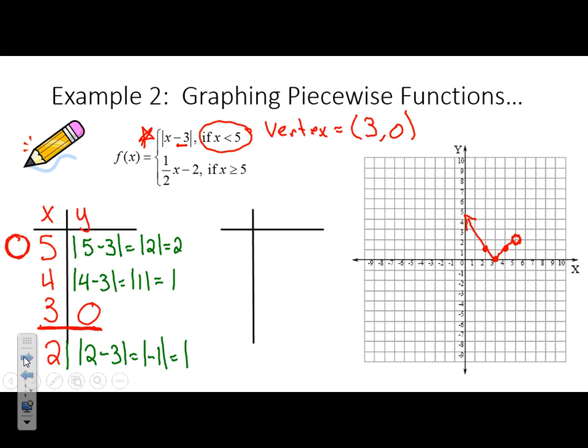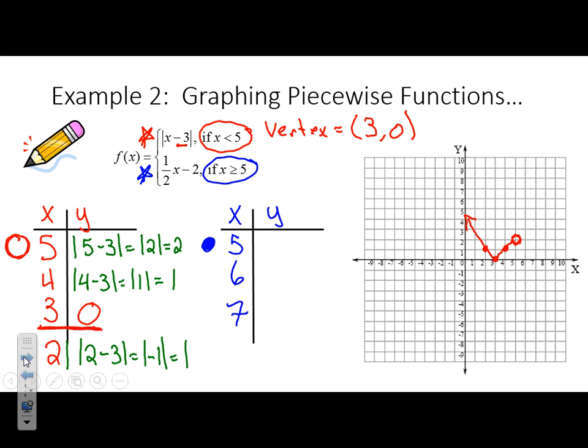All right, our next one is just a line. So we're going to look at our restriction. We know that x has to be greater than or equal to 5. So when we set this up, it's going to be 5, 6, 7. 3 is plenty when we're just talking about lines. It's going to be closed here because it's greater than or equal to, so 5 is included.